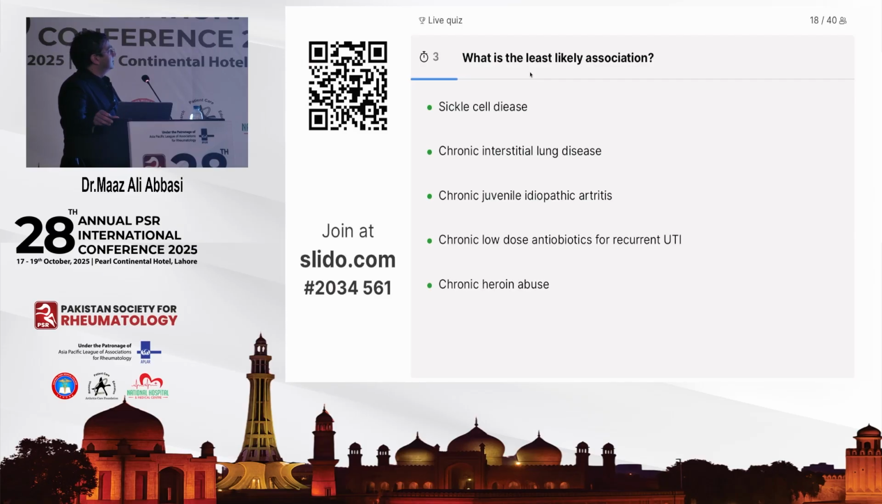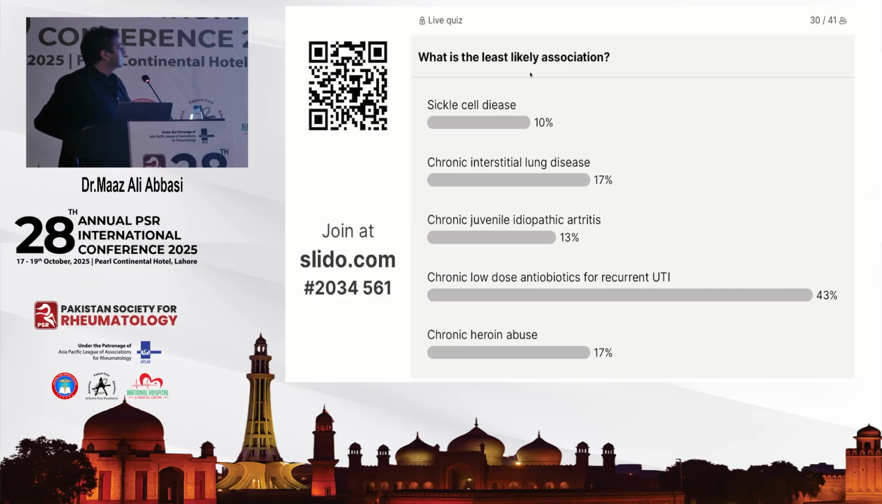Okay, let's see. Time's almost over. Okay, here we go. The correct answer is low dose antibiotics, correct. So, a bit of a spread of answers on that one.